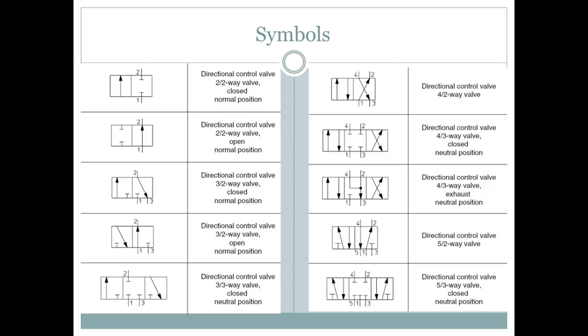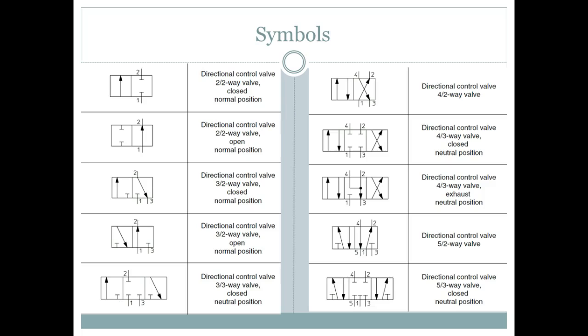Your exhaust port is going to be E or T. Pneumatic is going to be letters, and hydraulic is going to be numbers. You said the hydraulic pressure port is going to be A or B? No, it's going to be P. A and B are your working ports, the ports that go to the actuator. We call those working ports.